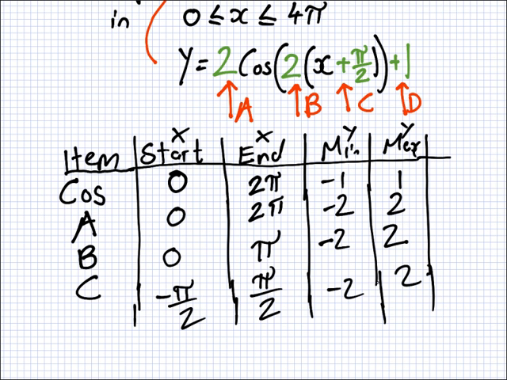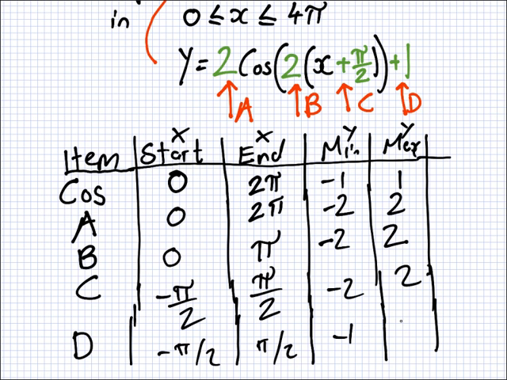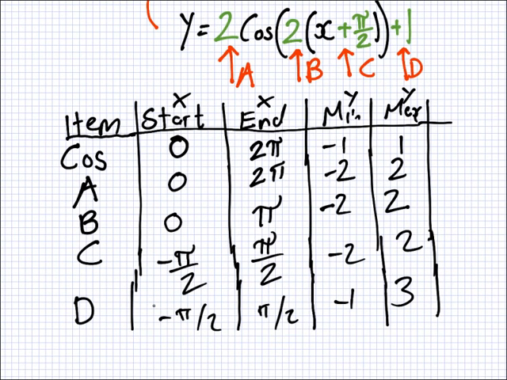Yeah? Are we okay with this? Yeah? Right. D, the plus 1, what will that affect? The y, good. So these are unaffected. And what do we get here? Now, minus 1. Good, okay. And this one? 3. Because we've lifted it up 1 unit. Okay? Now, these are the numbers which will help us make our graph.